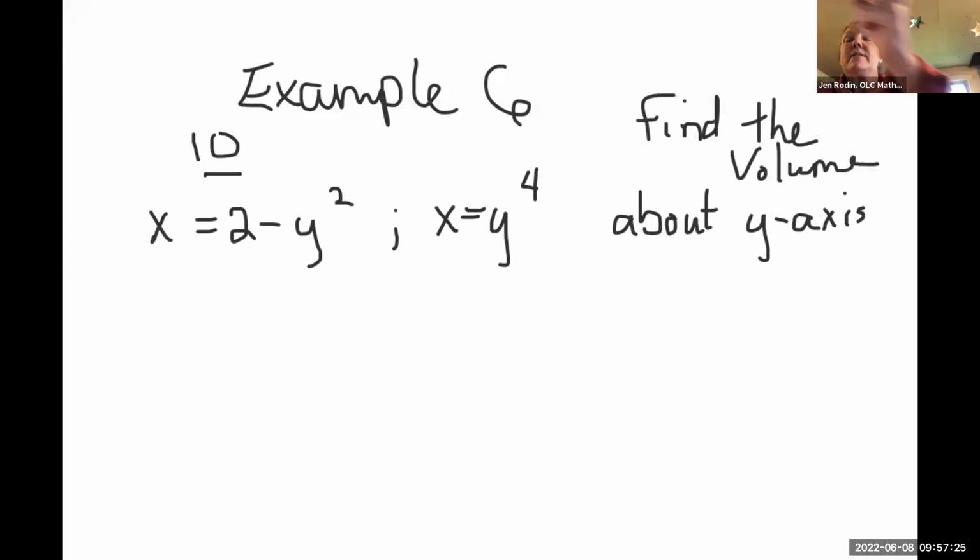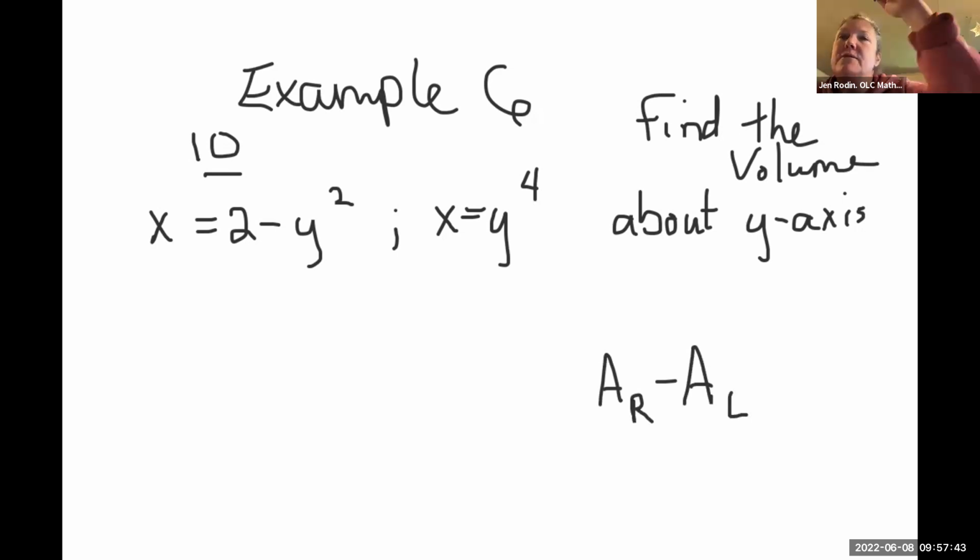So now we've got to, remember in the area problems, if it's a sideways one like this, in terms of y like this, then we take the area on the right minus the area of the left, the right-hand curve minus the left-hand. Instead of top minus bottom, we always do right minus left. So that's an important first step. And again, we want to sketch it.